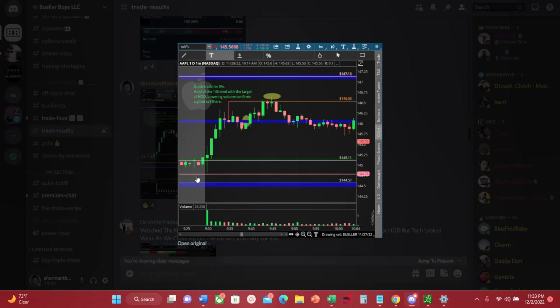That 146 zone is just a good level in general. It's 146. It's a dollar mark. That's where we get it. And I was looking for like a passive trade here. I think this was a Friday. So 11/28, a Friday.